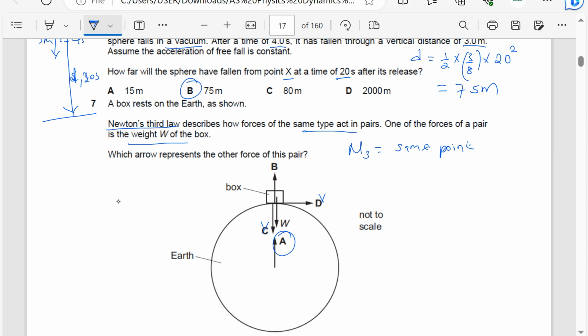First of all, it should be in the opposite direction to the weight. They should be equal in magnitude and they should be acting through the same point. Of course, the weight must be acting through the center, but you notice that where W is placed is not the center. It is supposed to be around here, but since they wanted to distinguish it from B, the answer is going to be A.